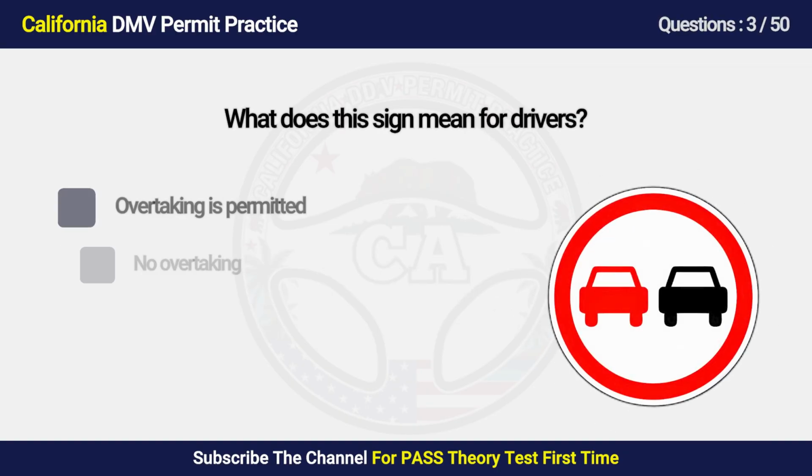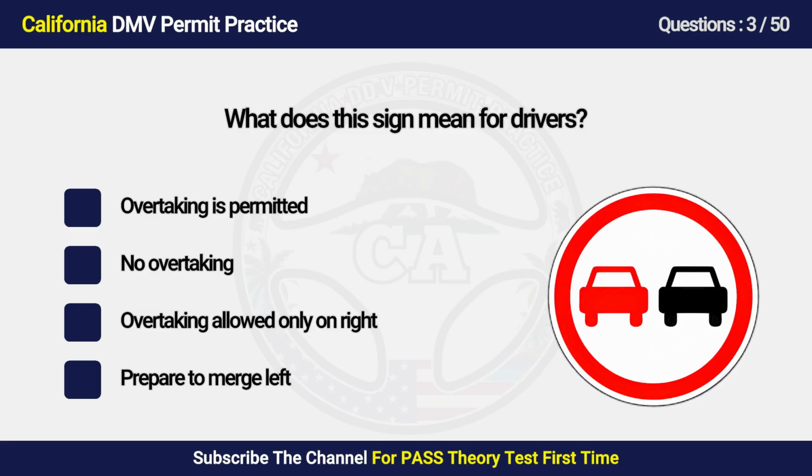Question 3. What does this sign mean for drivers? A. Overtaking is permitted. B. No overtaking. C. Overtaking allowed only on right. D. Prepare to merge left.